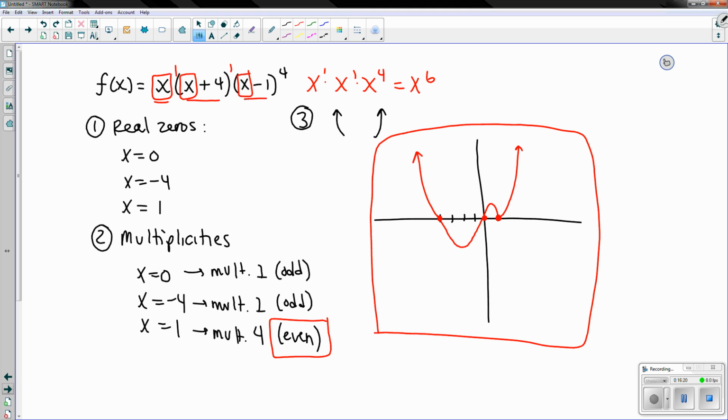So with a factored form, the real zeros and multiplicities are easy to identify. You got to do a little work to get the end behavior. But either way, that's how you sketch. So 3 things are necessary, and that's all there is to this video.